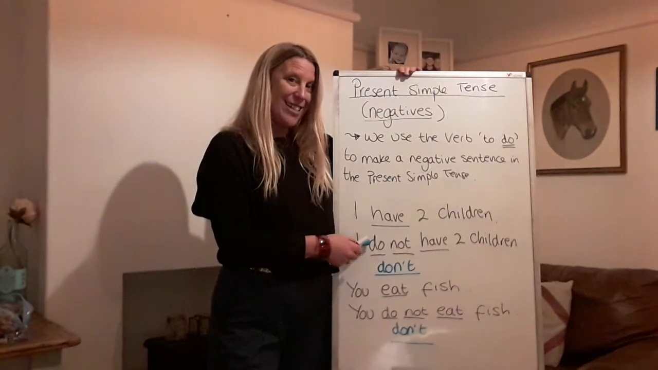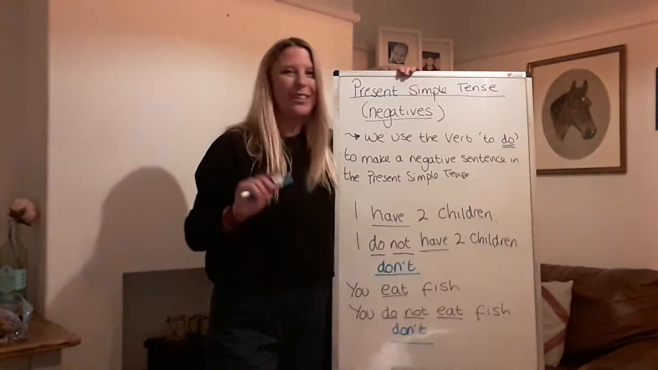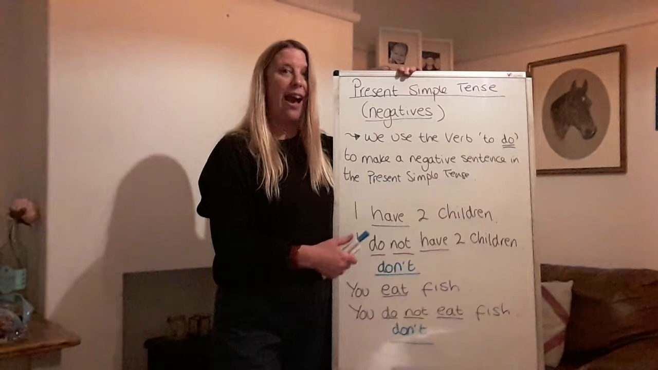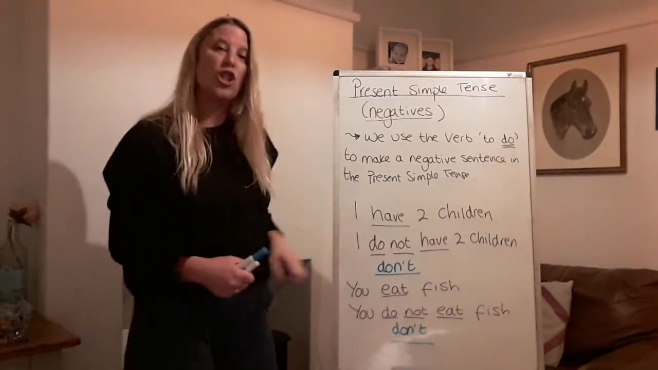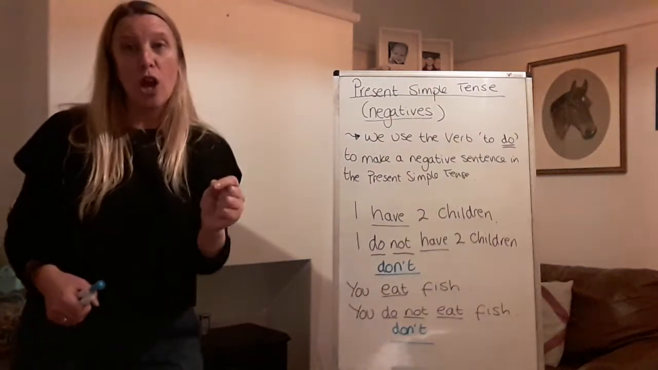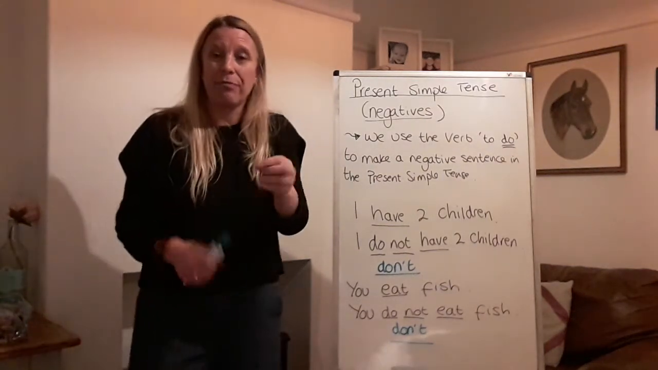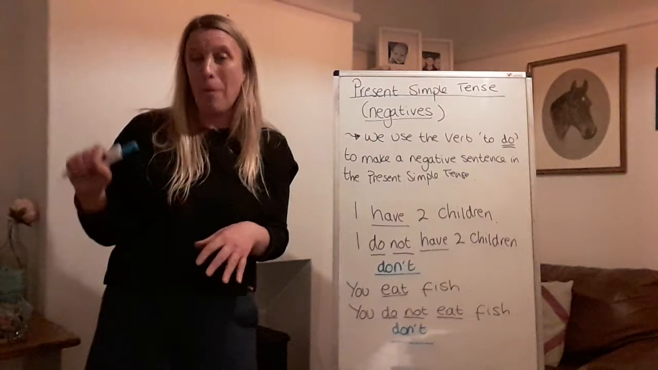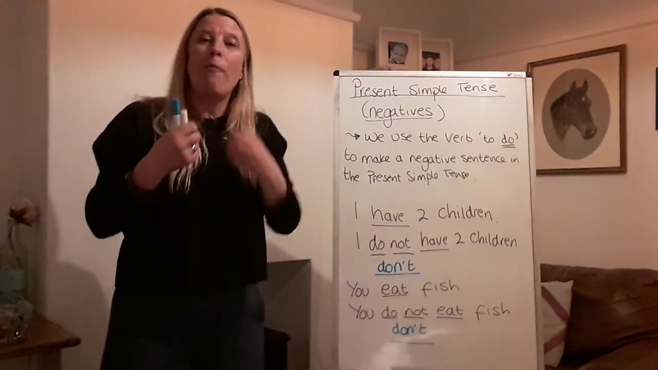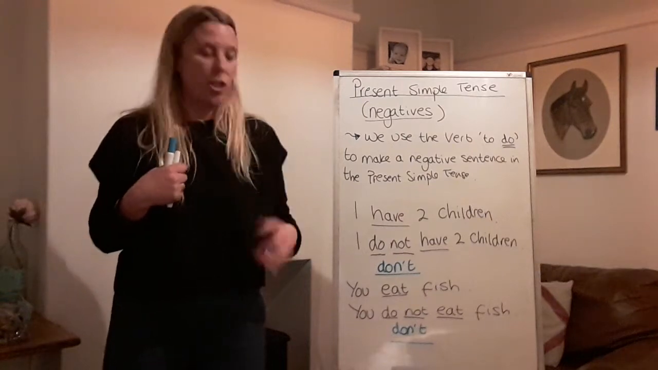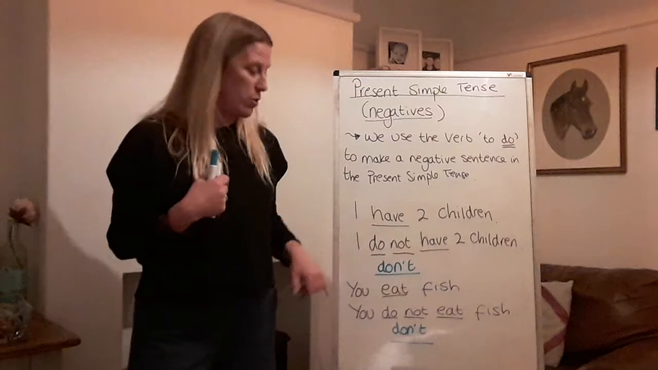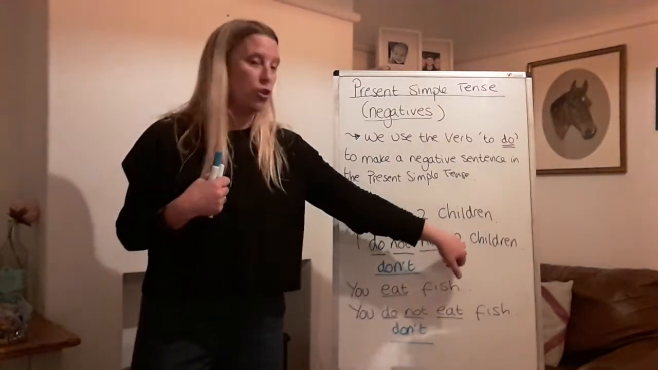Now it's a common mistake just to say I not, but that's incorrect. We must say I do not have. And this can be shortened to don't. Do not becomes don't when we are speaking. If we're writing formally, a proper letter, we would say do not. But when we're speaking, we say don't. I don't have 2 children.